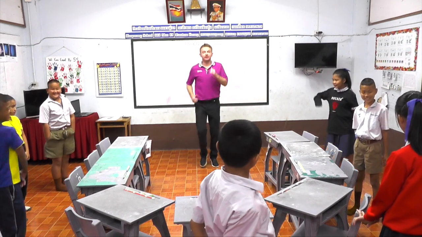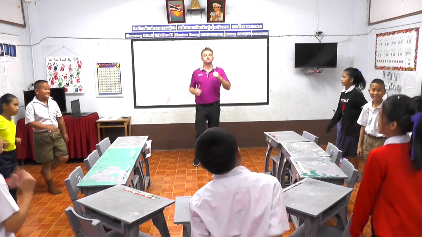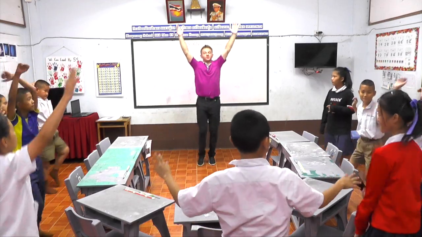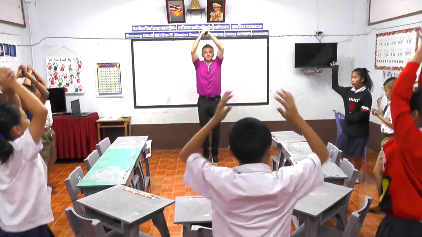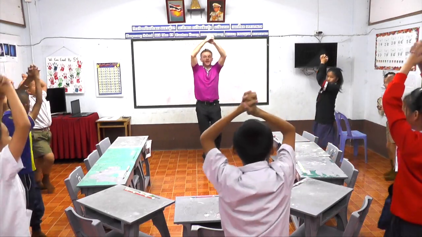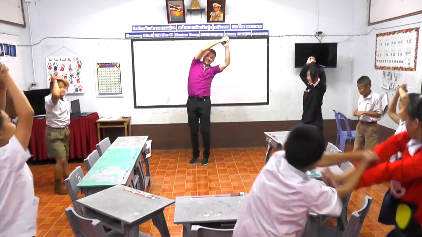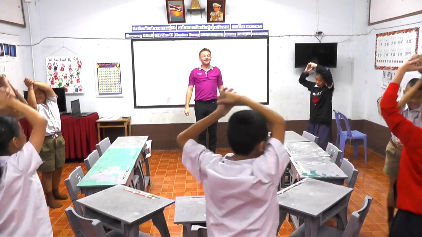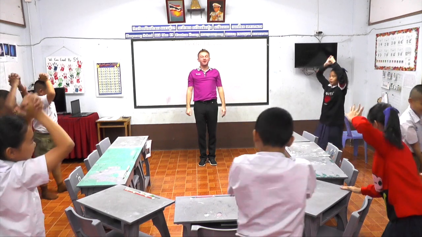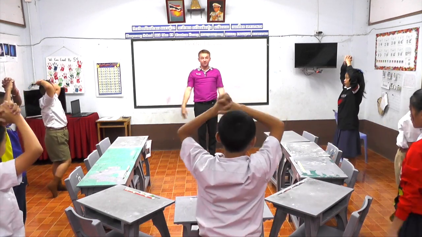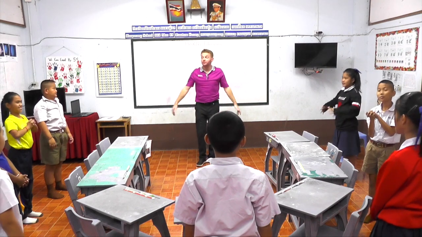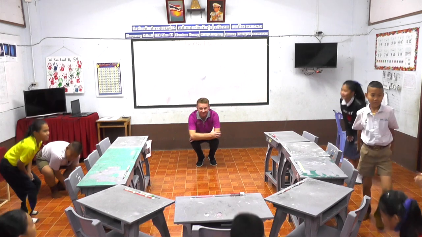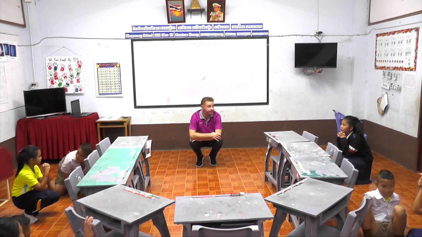Excellent, guys. Teacher says, jogging on the spot. Teacher says, arms in the air. Teacher says, hold your hands together. Teacher says, wave side to side. Stop. Teacher says, stop. Teacher says, arms down. Okay, now into a little ball. Teacher says, into a ball. Five.